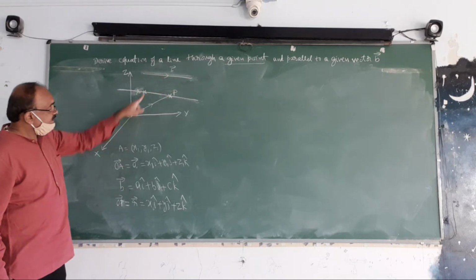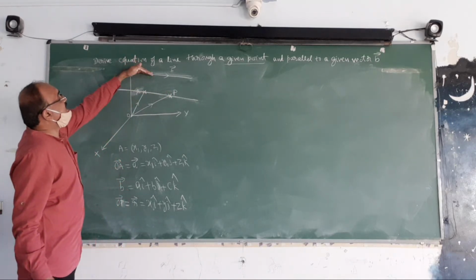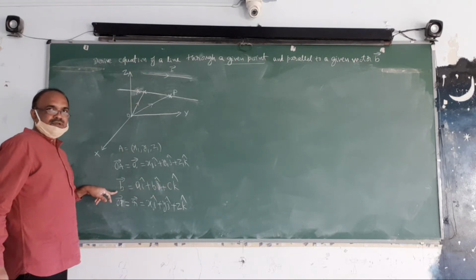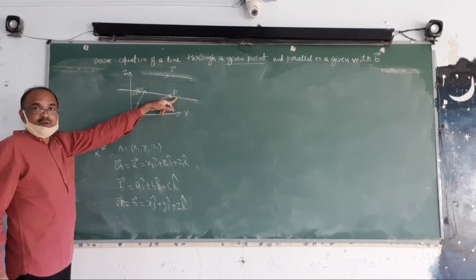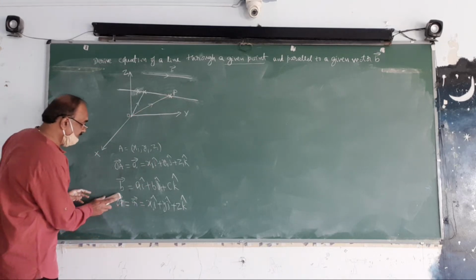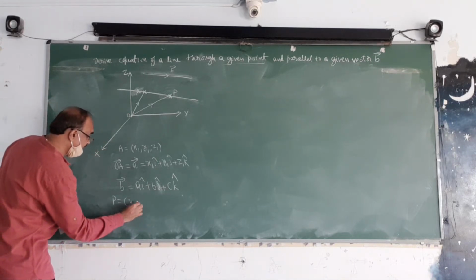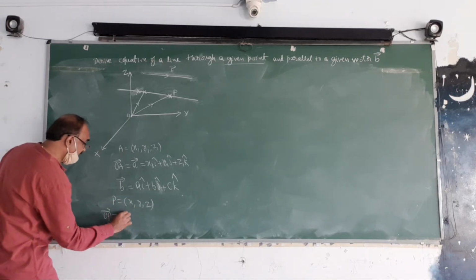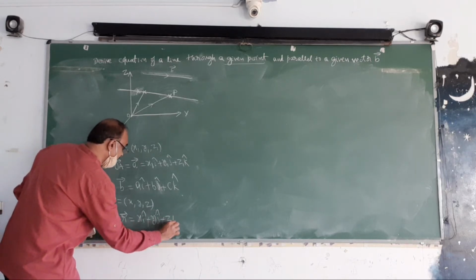The line is parallel to a given vector. You need to find it. b is basically a line which has the direction ratios a, b, c, and P is a general point on the line. I did not give the coordinates of P, so let me write them. The coordinates of P are x, y, z. Then OP is r, which is xi plus yj plus zk.